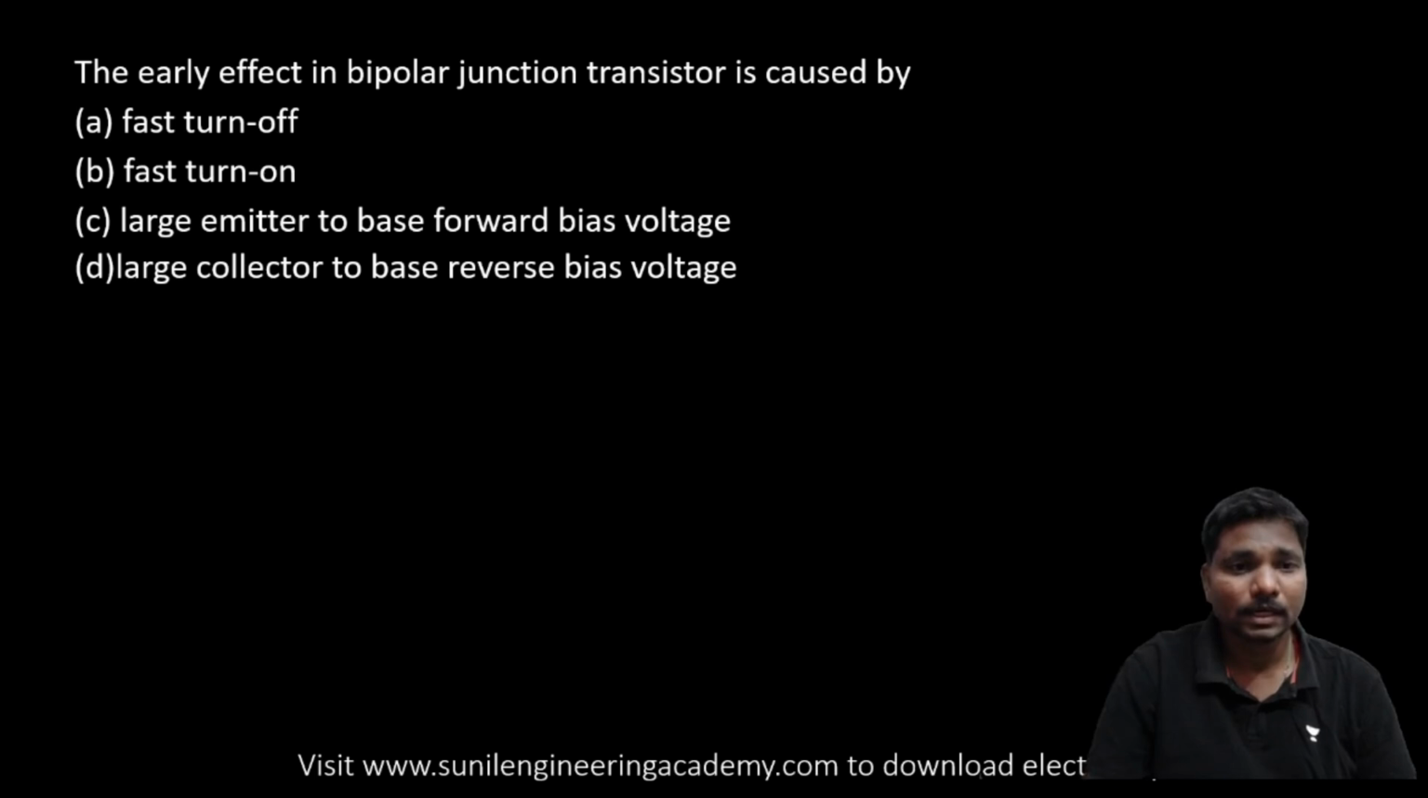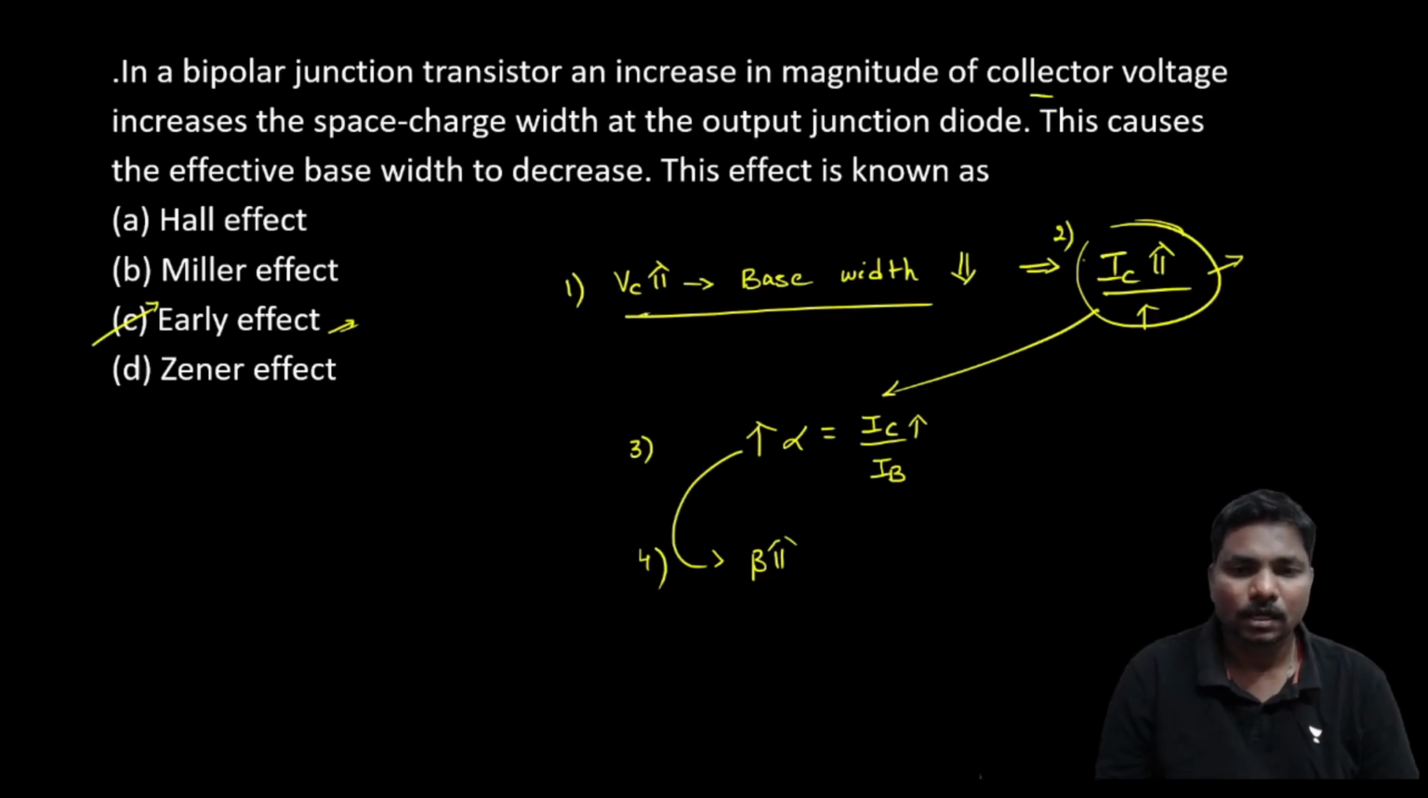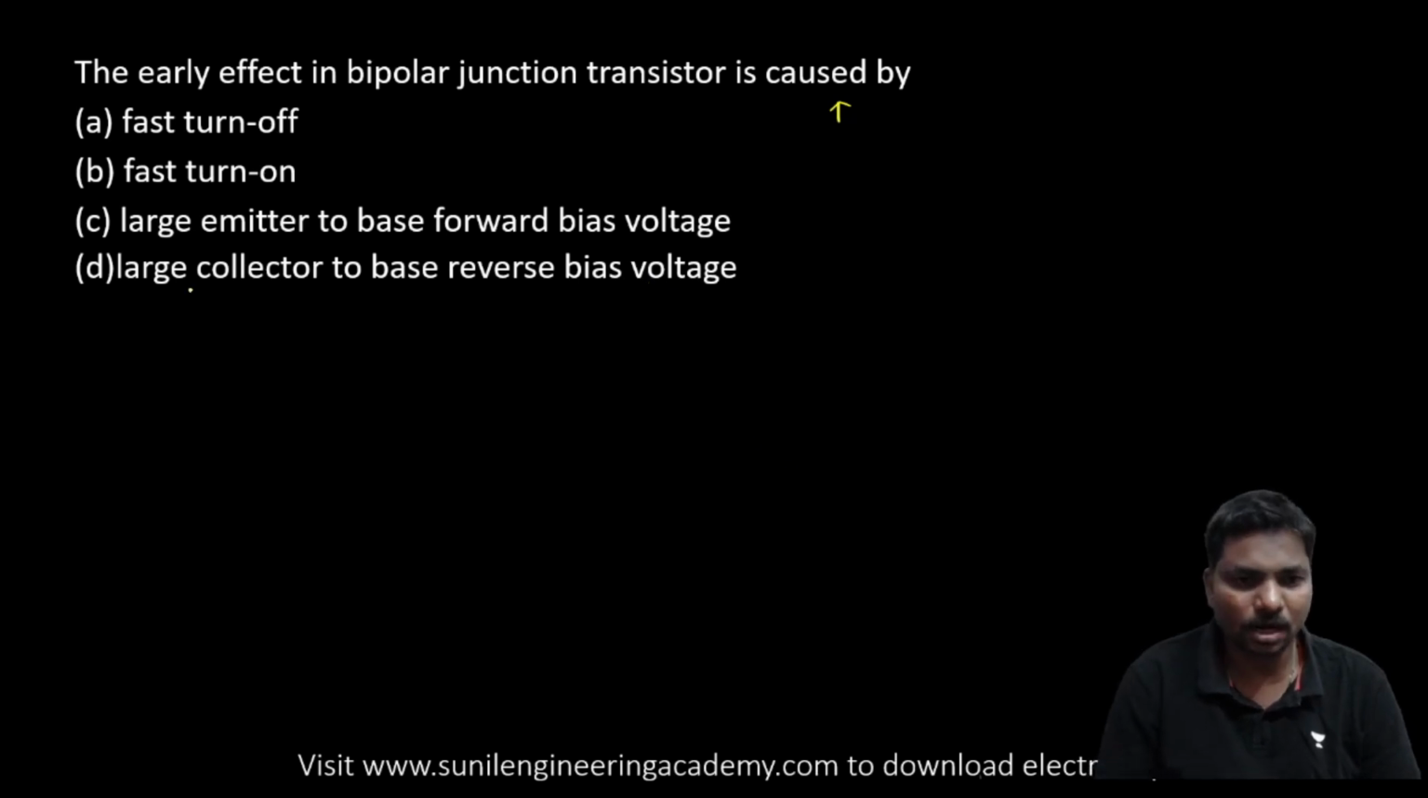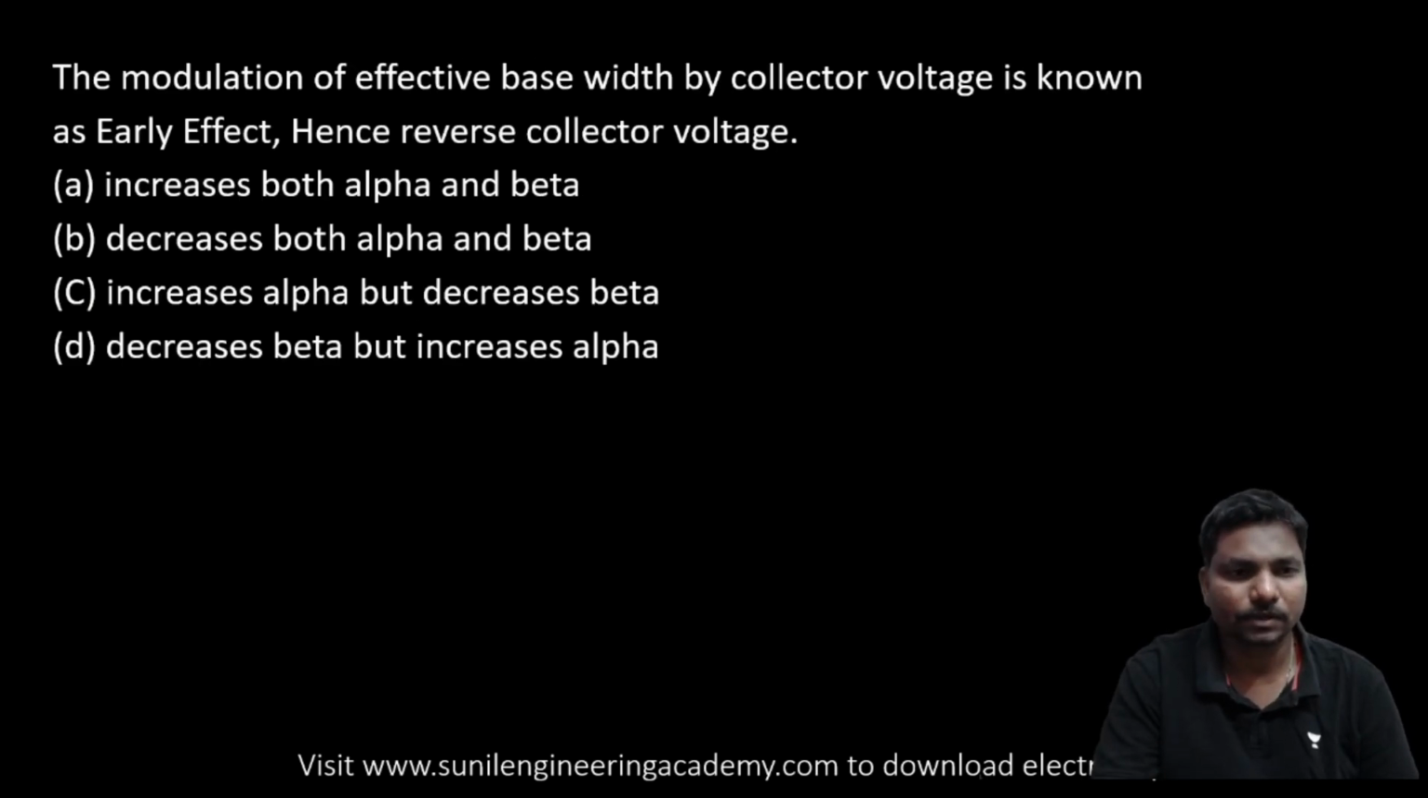Coming to the next one, the early effect in a bipolar junction transistor is caused by nothing but the collector voltage. Okay, if you increase the collector voltage, a large collector to base reverse bias voltage, that is large collector voltage, due to that we are getting the early effect. And the modulation of effective base width by collector voltage is known as the early effect. They have given the definition.